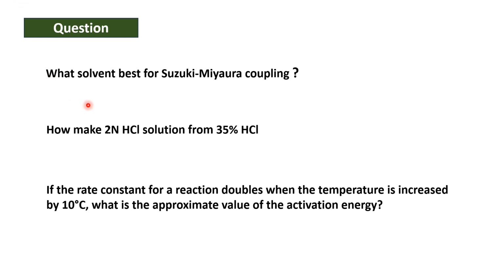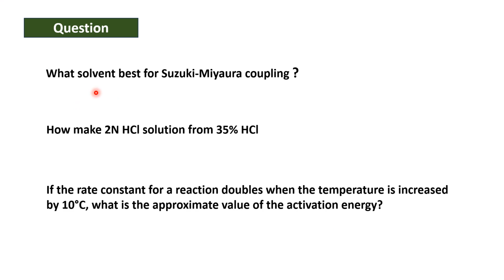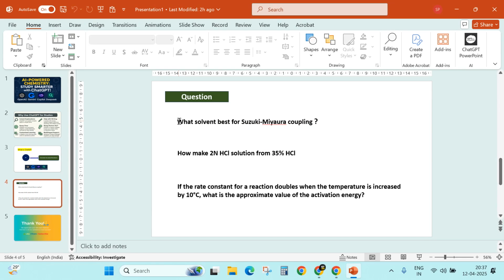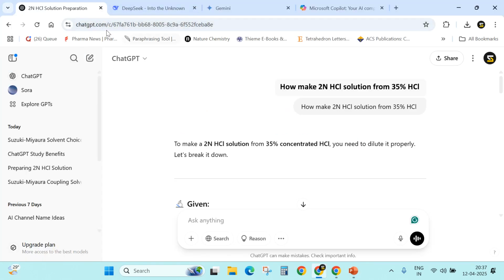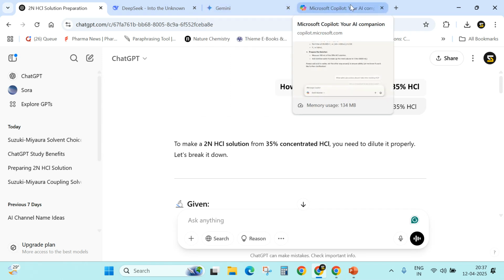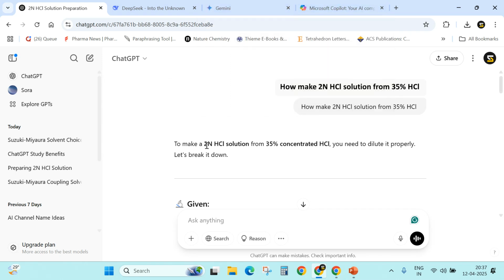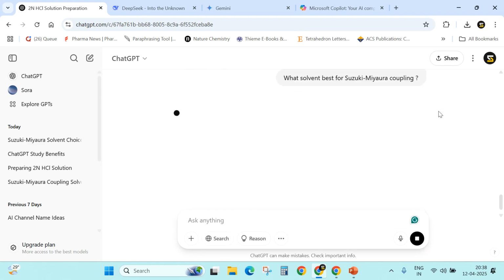So let's start. We will use these three questions to analyze ChatGPT. The first question is, what is the best solvent for a Suzuki coupling? Here we have the OpenAI platform, DeepSeek, Gemini, and Microsoft Copilot. First we ask this question to the OpenAI platform, that is ChatGPT. And here is the result.